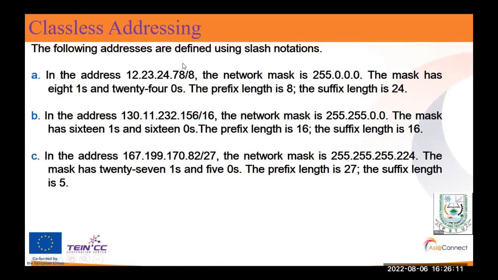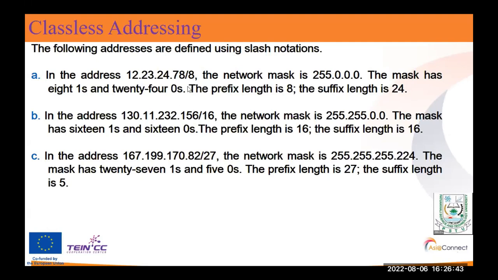Now we can see some examples. For the address 12.23.24.78/8, what will be the network mask? Can anyone say? I already solved it here. Since n is 8, the network mask is 255.0.0.0. The mask has 8 ones and 24 zeros. The prefix length is 8, and the suffix length is 24.